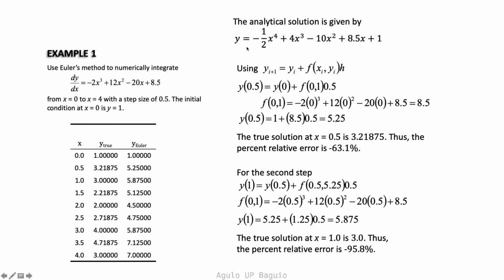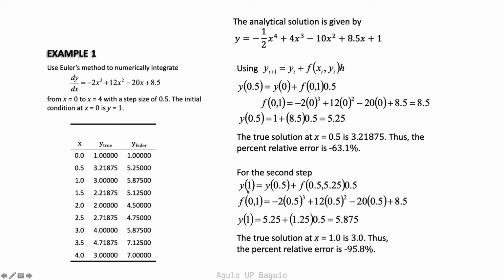Now the true solution using this analytical equation at x equals 0.5 is 3.21875, and thus we can get the relative percent error to be 63.1%. Now that we know what the value of y is at x equals 0.5, we can get the value of y at x equals 1. Remember that we have a step size of 0.5, so the next value of x is 1. We can get this value using this equation.